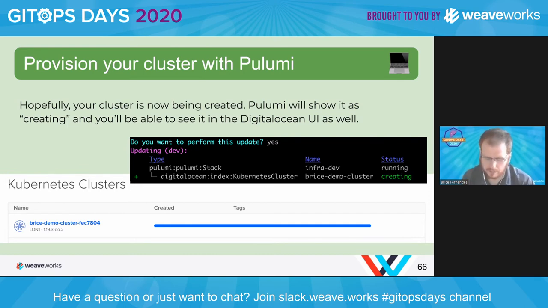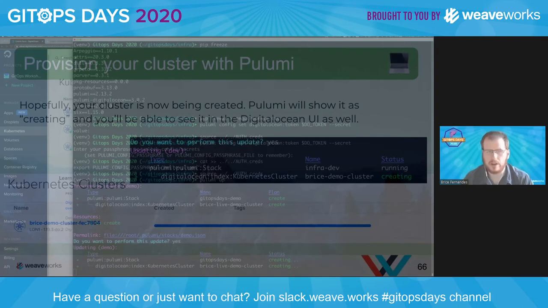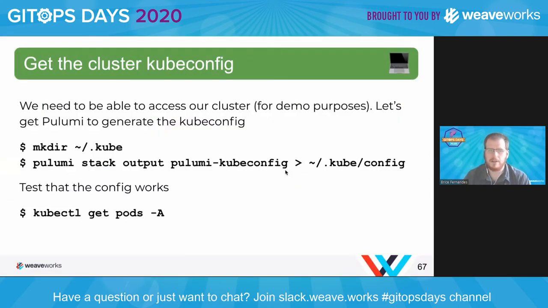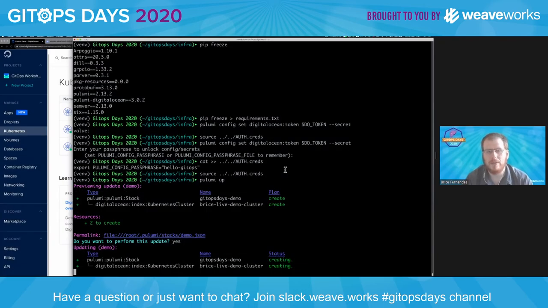Now, it'll take a little bit of time for the cluster to come up, but we're going to continue with our presentation. Now, one thing that we're going to need to do is have read access to our cluster. We'll need to be able to create a kube configuration file, and then we'll be able to use that to access our cluster. So once this is done, we'll go about making that configuration file.